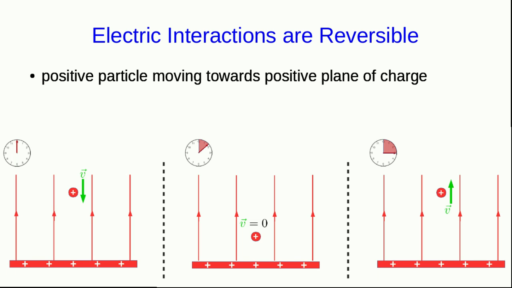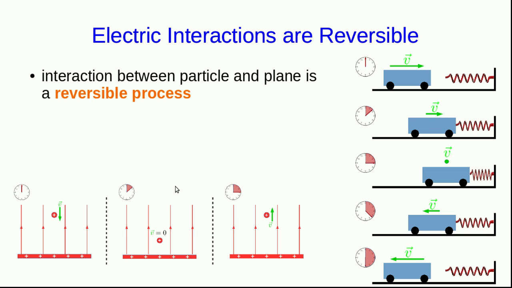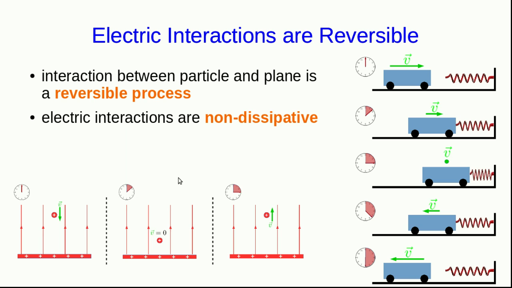And so, with methods that we've known since fairly early on in Phys 1104, we can easily show that if at these two moments the particle is the same distance from the plane, then the speed at this moment is the same as the speed at this moment. And that tells us that this is reversible, because if we play the video of this process backwards, it would look exactly the same. This ought to remind you of something we did in Phys 1104 with a cart coming in and interacting with a spring. And just like that situation, it allows us to conclude that electric interactions are non-dissipative.